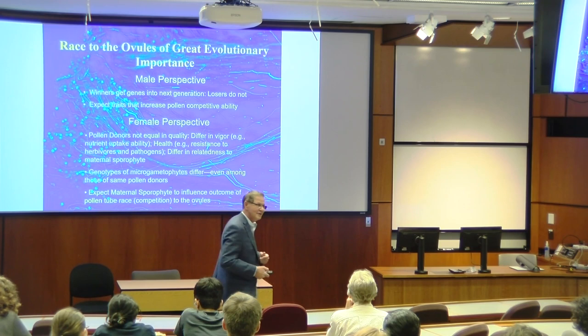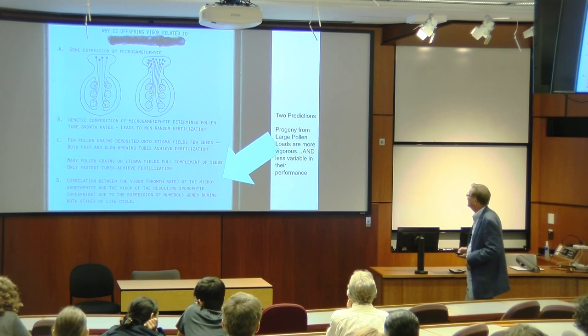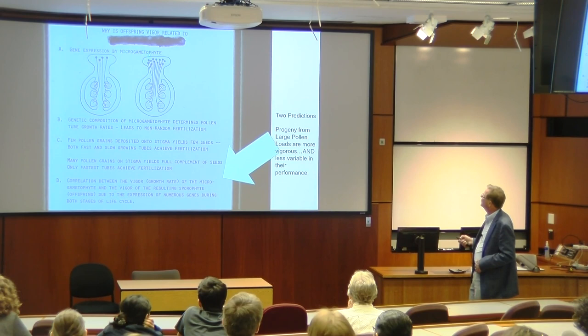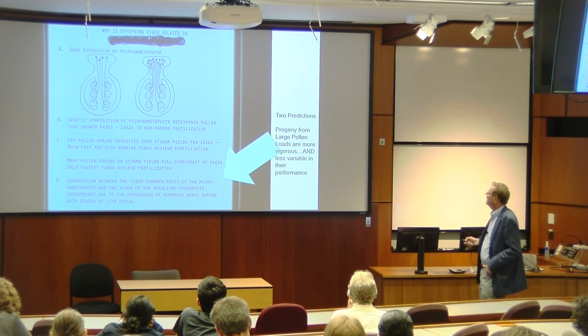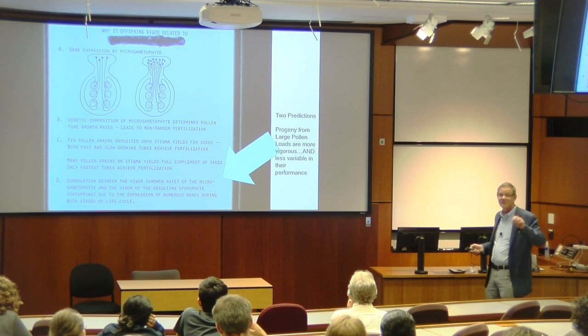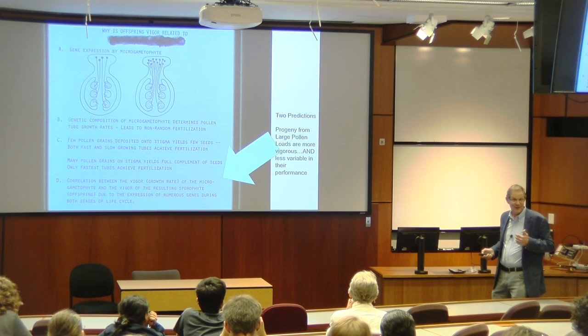Okay, so this is one of these slides that I made a long time ago. Microgametophyte, I just substitute pollen tube in here, pollen grain. The genetic composition of the pollen grain determines pollen tube growth rates, and it leads to non-random fertilization. And I've got a whole bunch of data on that if you're interested in it. I give a talk called Microgametophytes, the Forgotten Generation, coming up in a week or two.